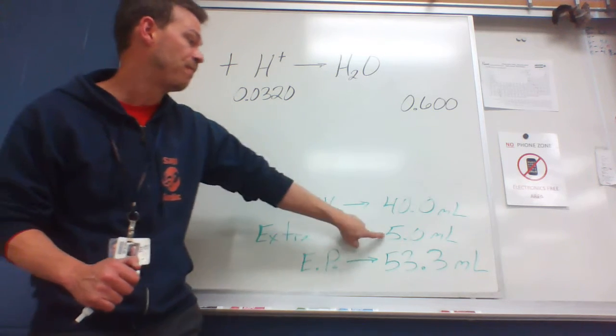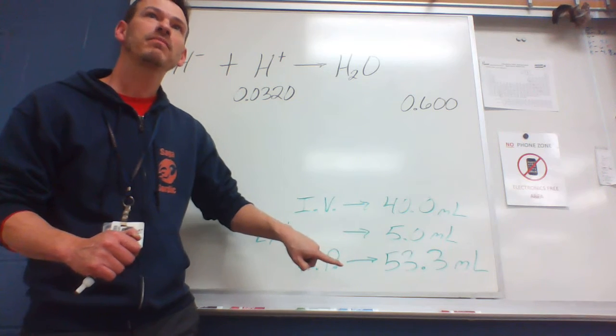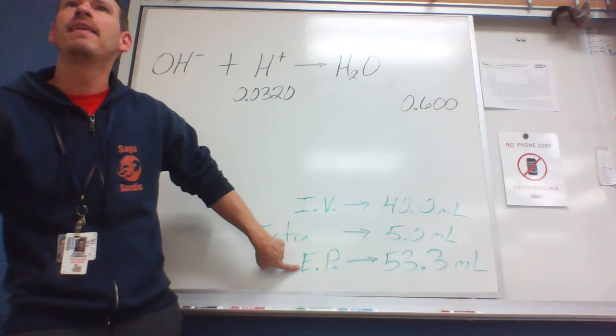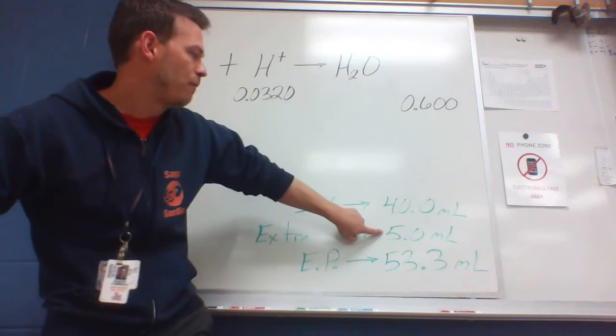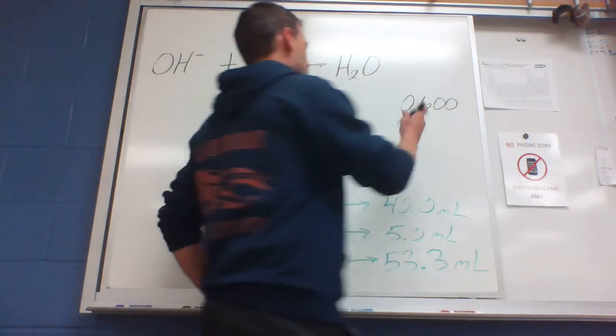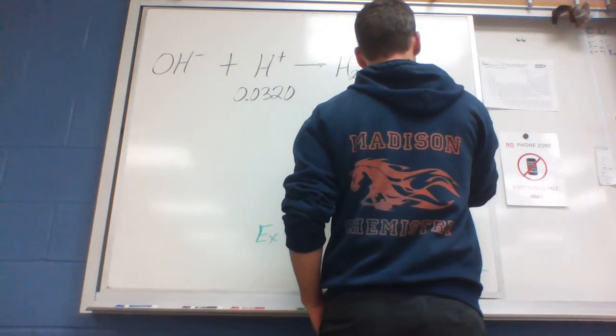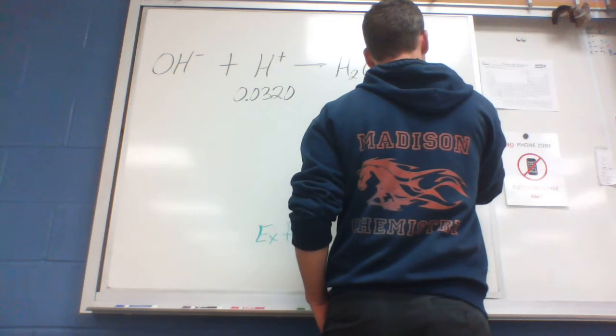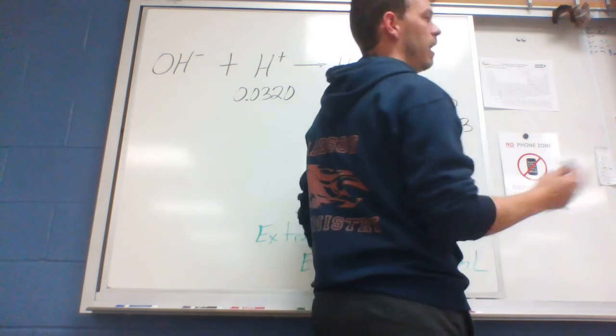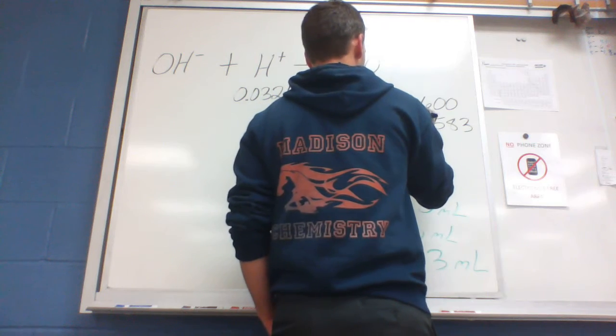It wants us to go... We've already added the equivalence point, and it wants us to go 5 mL past. So it's 58.3. NaOH, KOH, the same thing. It's another typo, but yeah, they work.